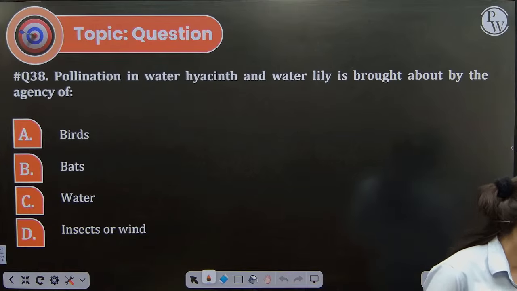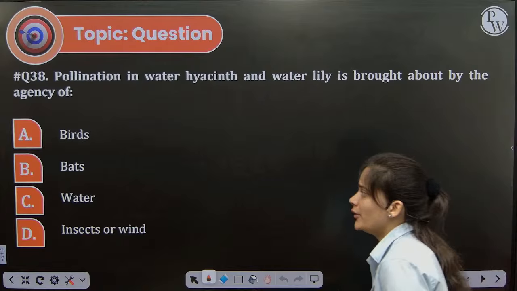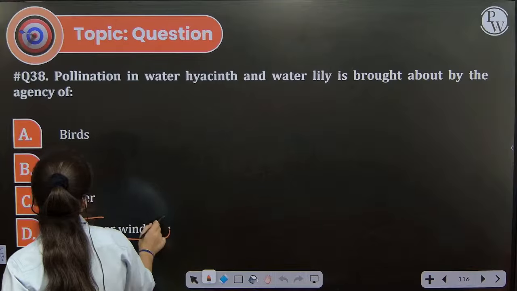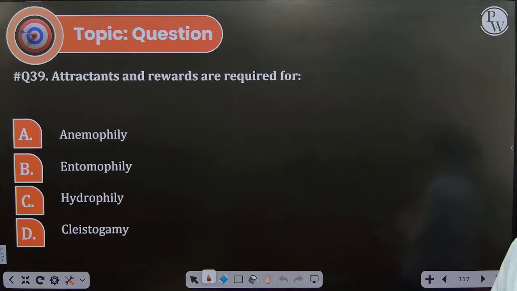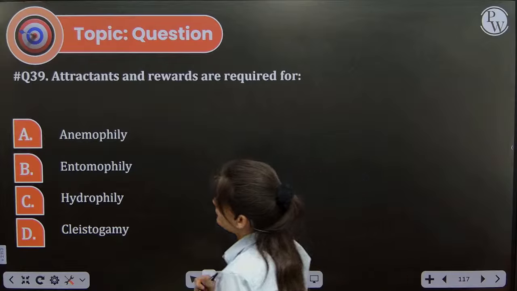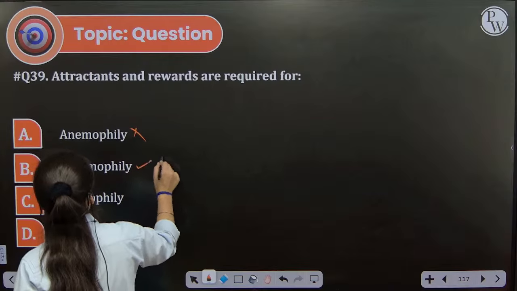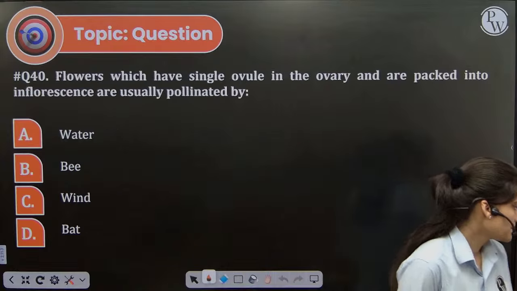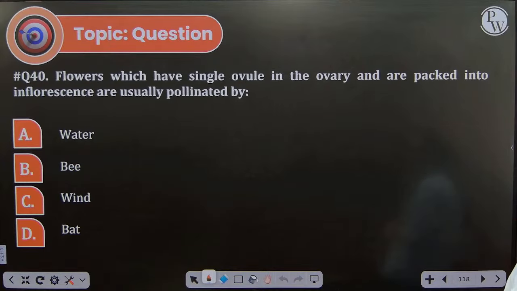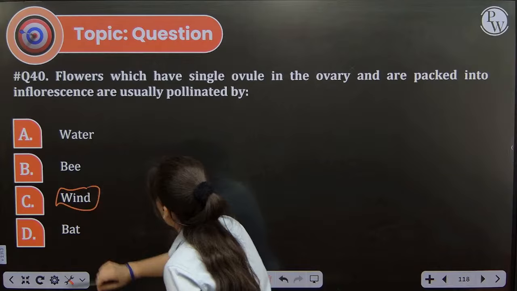Next, pollination in water hyacinth and water lily is brought about by the agency of water? No, insect or wind. Next, attractants and rewards are required in which case? Anemophily? No. Entomophily? Yes, pollination through insects. Hydrophily? No. Cleistogamy refers to closed flowers. Flowers which have a single ovule in the ovary and are packed into an inflorescence are usually pollinated by wind. These are the characteristics of wind-pollinated flowers.